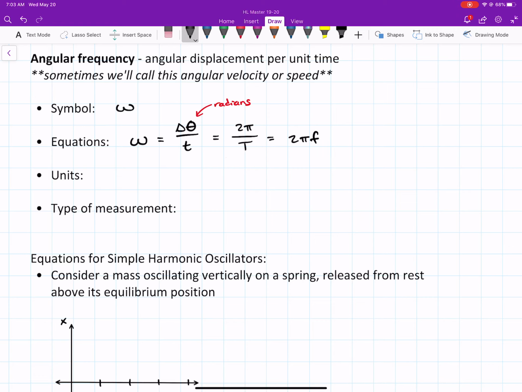Now, again, the units for this, since we measured the angle in radians, are radians divided by time, so we say radians per second.